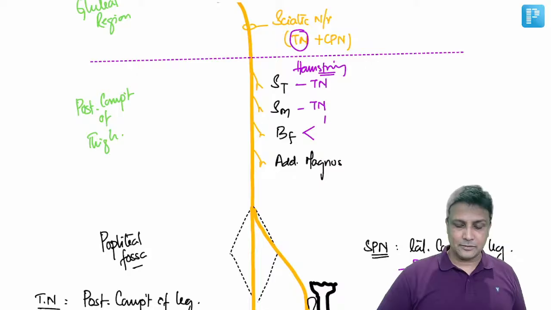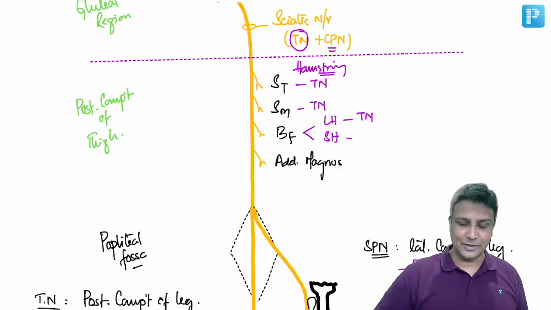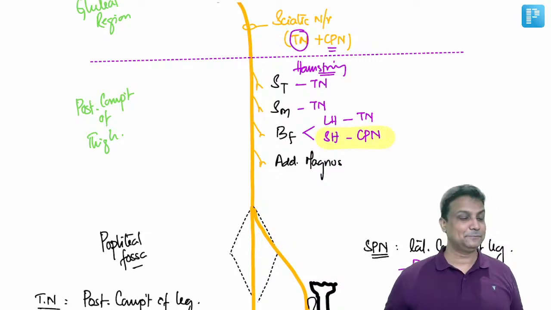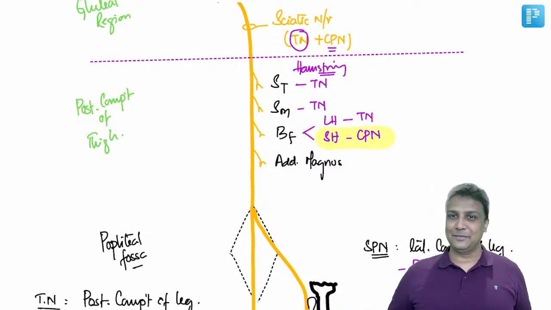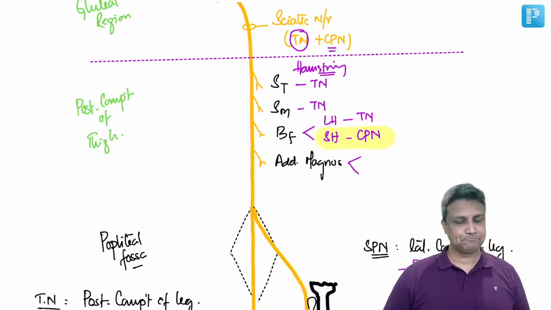Whereas biceps femoris will have two heads, the long head and the short head. The long head is supplied by the tibial nerve. Then what about the short head? Remember, the only option available here is the common peroneal nerve. This is very important, it has already been asked in your exam. The common peroneal nerve will be supplying the short head of biceps femoris. Now adductor magnus, again it will have two heads.